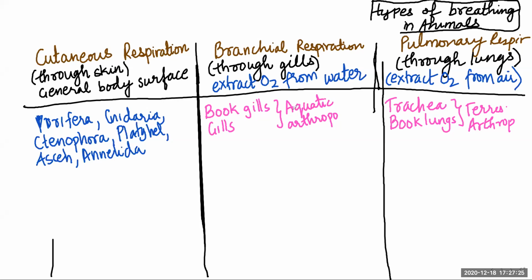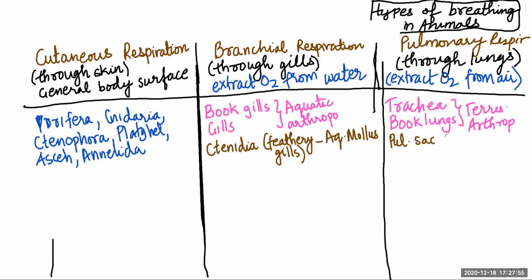Okay. आर्थ्रोपोडा के बाद नेक्स्ट क्या है? Mollusca. Right. So mollusca are also going to have the aquatic mollusks, if you remember, have Ctenidia. Ctenidia are also called feathery gills. This will be found in aquatic mollusks. And then there is pulmonary sac. Yes, pulmonary sac is found in terrestrial mollusks.